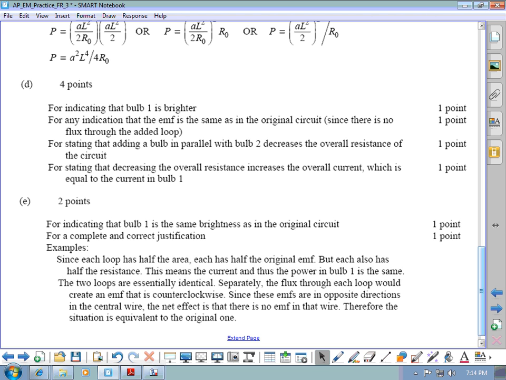So the correct justification: since each loop has half the area, each has half the original EMF, but also has half the resistance, so the current and the power are the same. Where the two loops are essentially identical, the flux through each loop would create an EMF that's counterclockwise. Since these EMFs are in opposite directions in the central wire, the net effect is that there's no EMF in that wire. Therefore, the situation is equivalent to the original one.